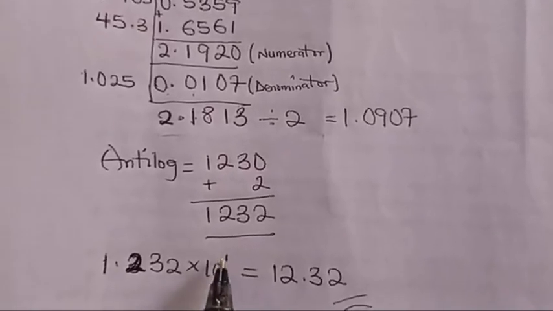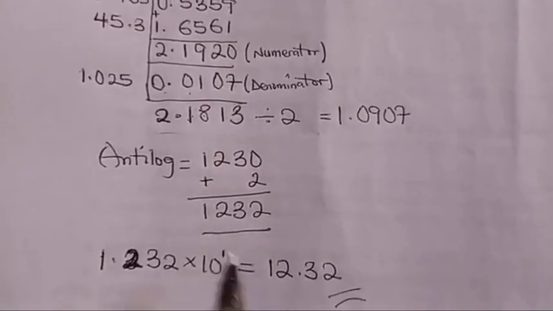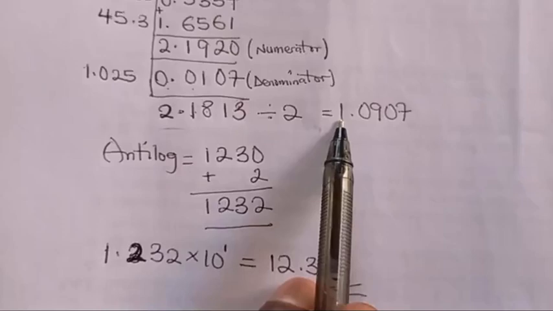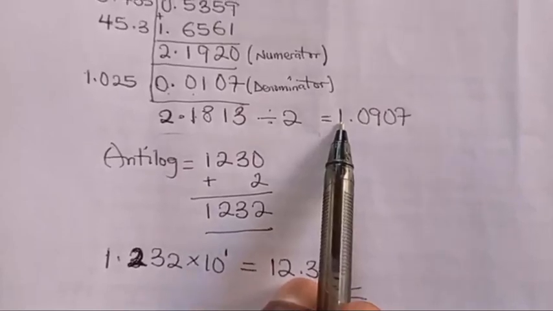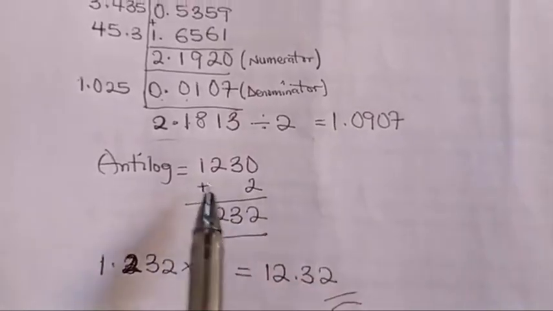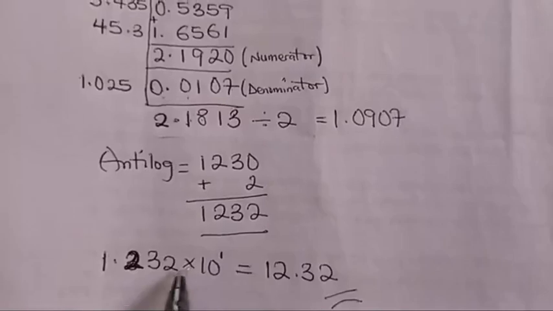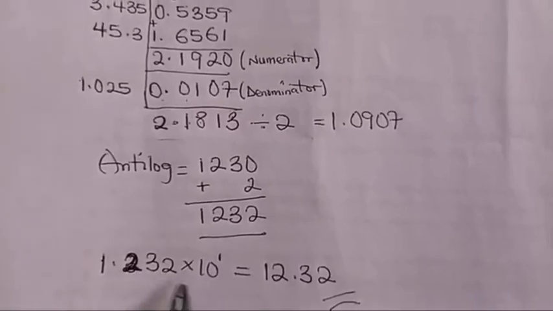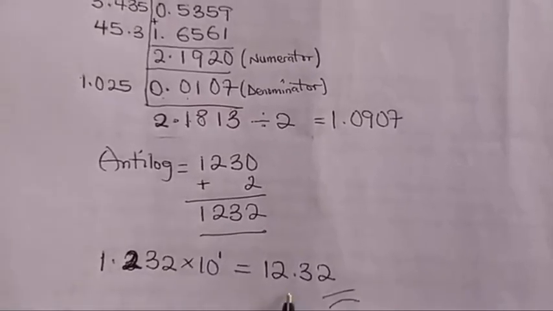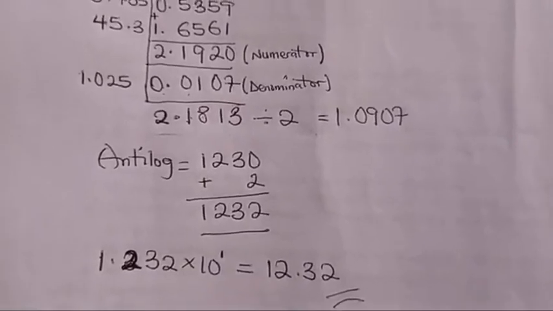Take note, the power of 10 is always the integral part of the number you got. That is the logarithm that you finally got before proceeding to the antilog stage. So multiplying 1.232 times 10 raised to the power of 1, we got 12.32.